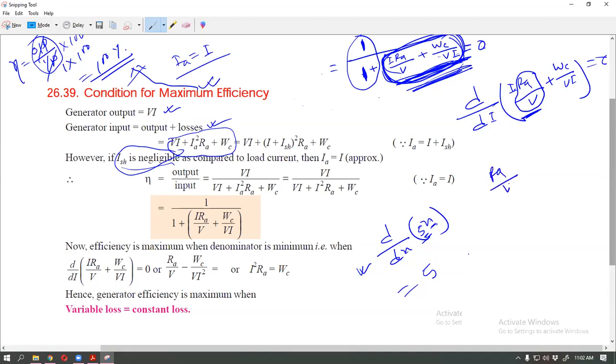R A by V. Yes, because this is the constant and this is the I. So I vanishes, this is the constant value, so this part is finished. Now this is your other part. Your other formula is d by dx of 1 by x. You know that.